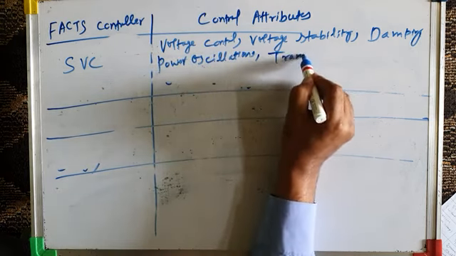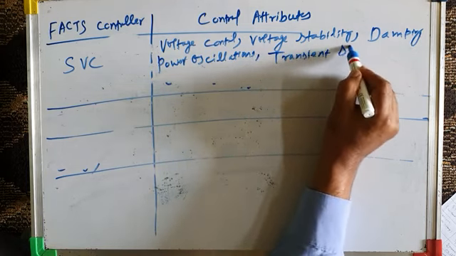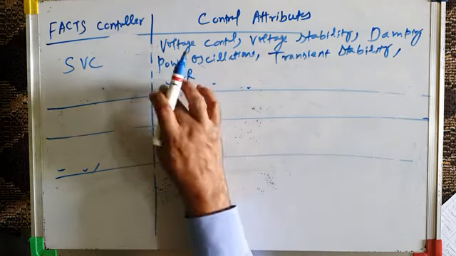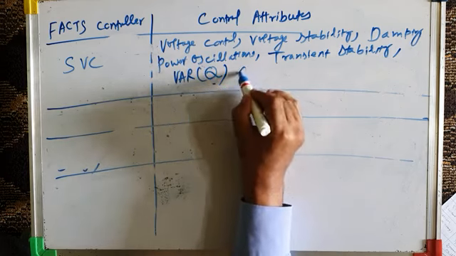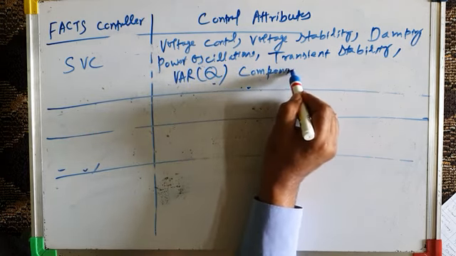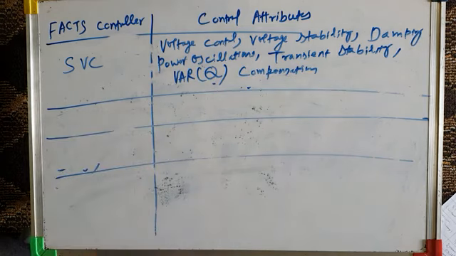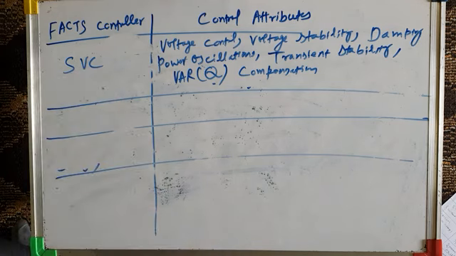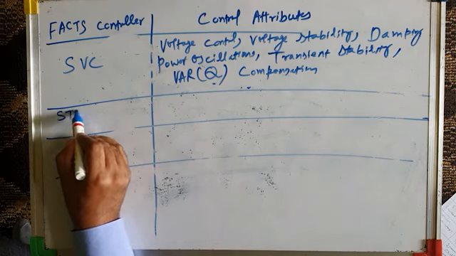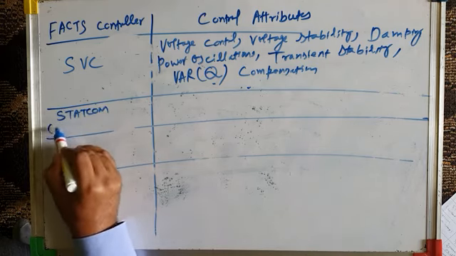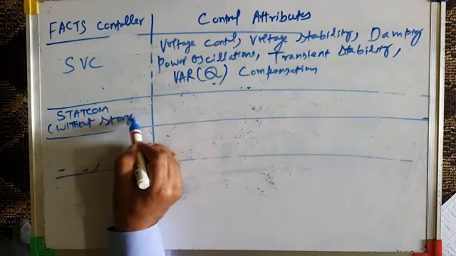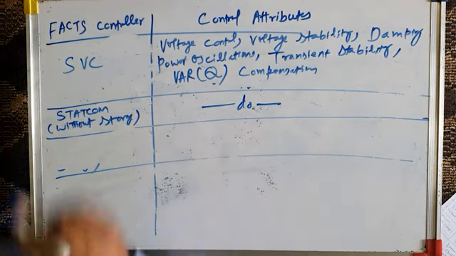Transient stability improvement. And VAR compensation. That VAR means reactive power. Within brackets I can write Q compensation, that is reactive power compensation. These are various control attributes of the thyristor based shunt FACTS controller, which is called static VAR compensator, SVC. And then the converter based shunt FACTS controller is called STATCOM. I will write here static synchronous compensator or STATCOM. First of all, I will take STATCOM without storage, a STATCOM which does not have storage. It has the same control attributes as SVC.